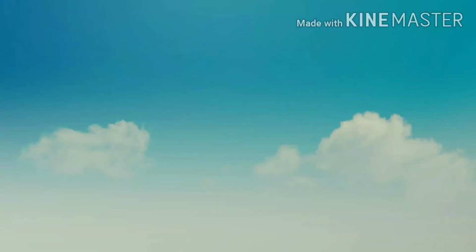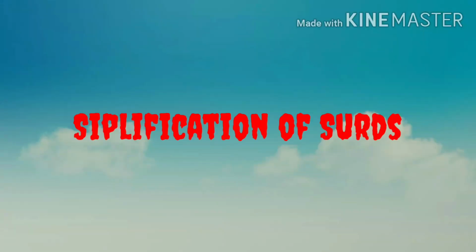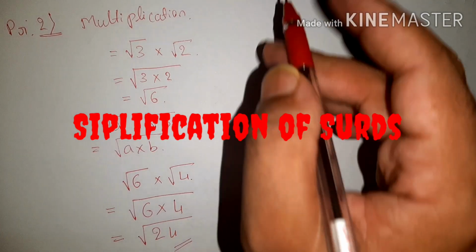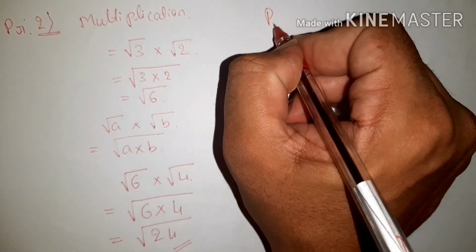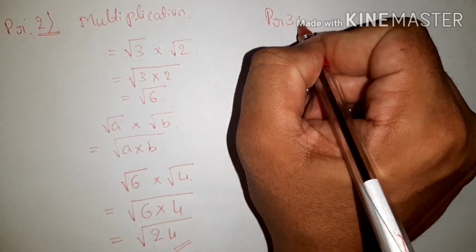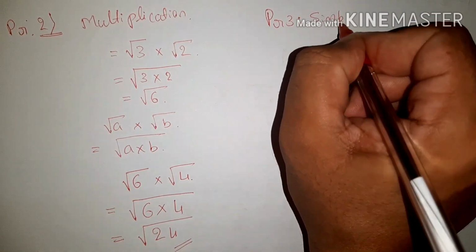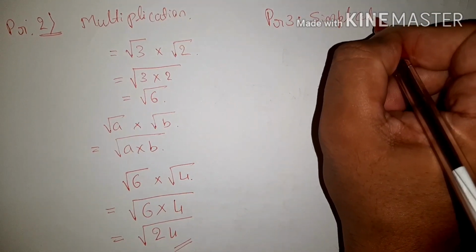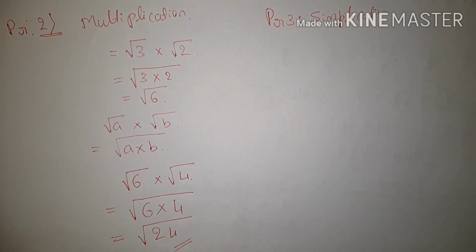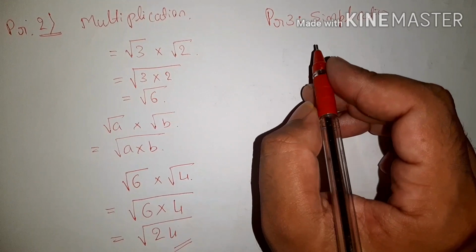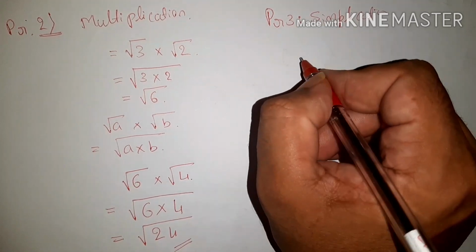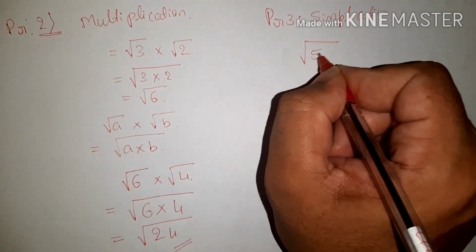Now we'll go for the third property. I'll take PR3. What is the simplification property? Important. This is the simplification property. What is the method for this? I'll take, if it is given, square root of 50.